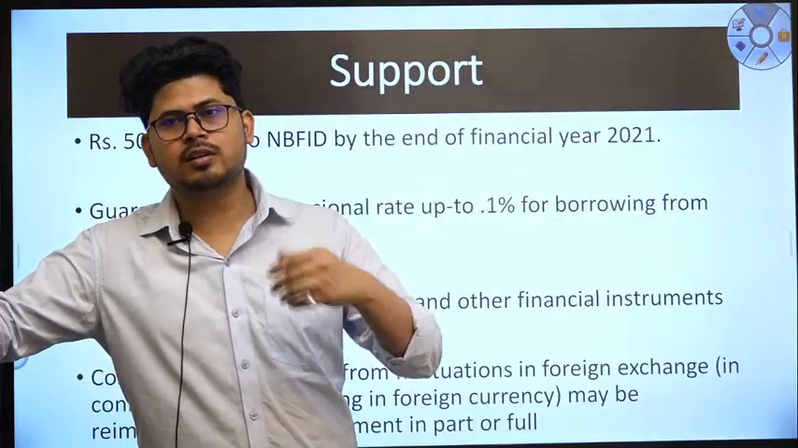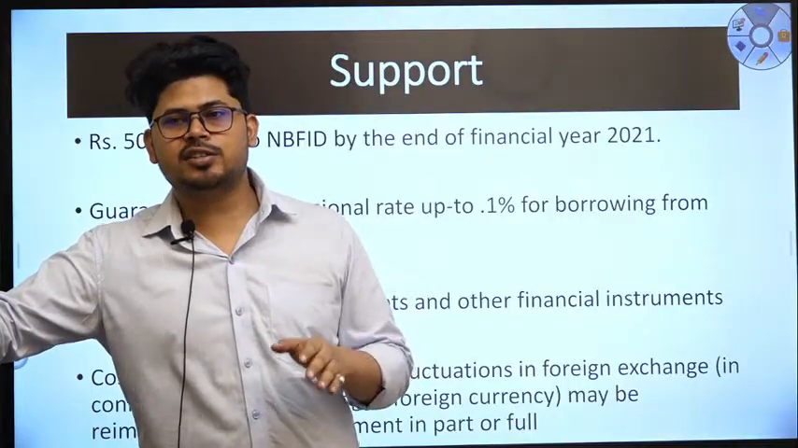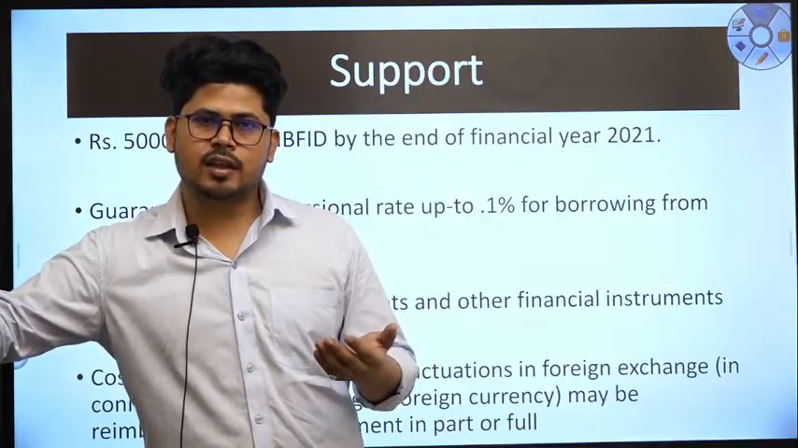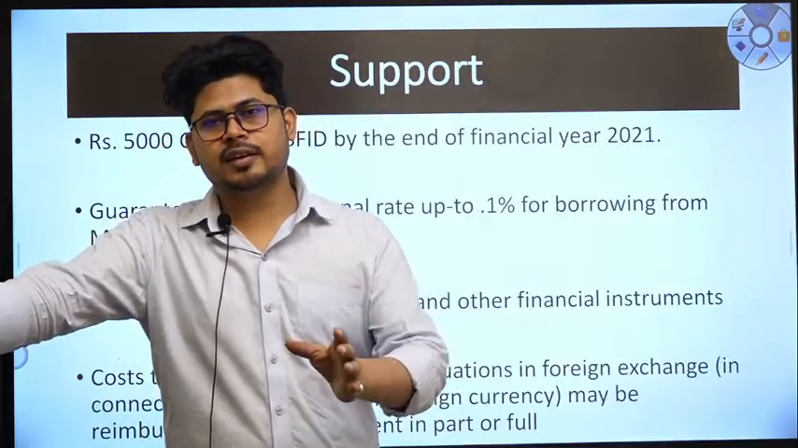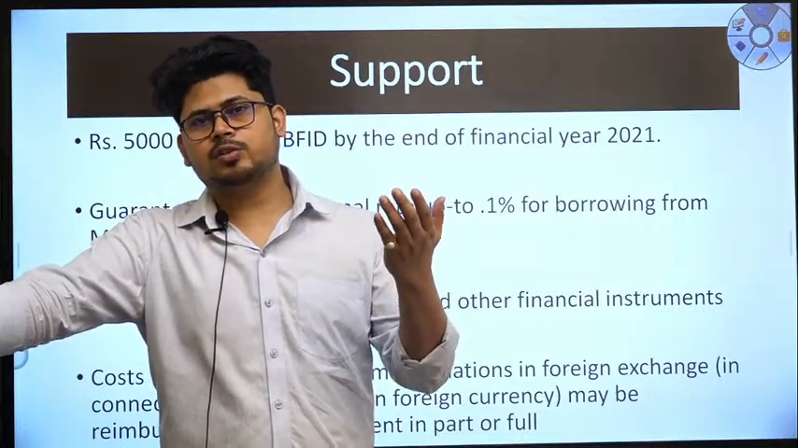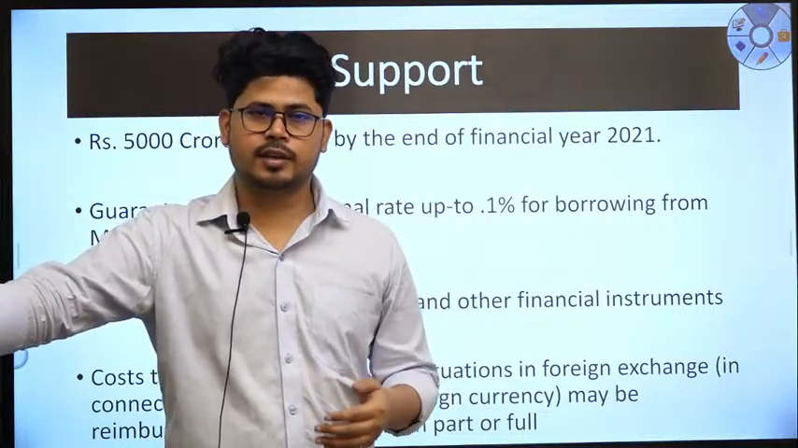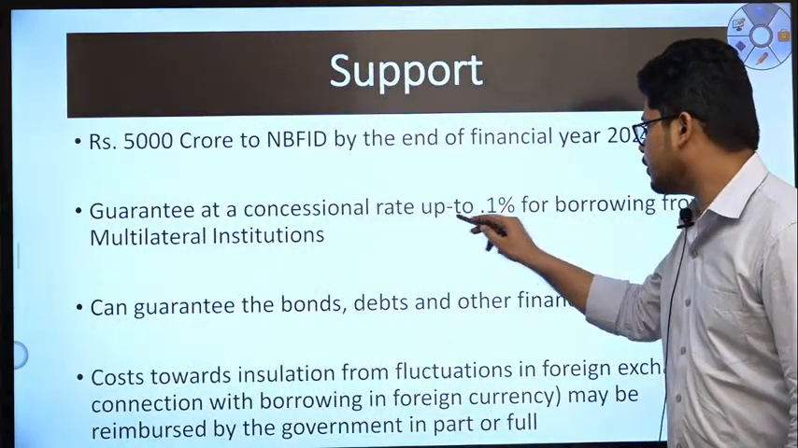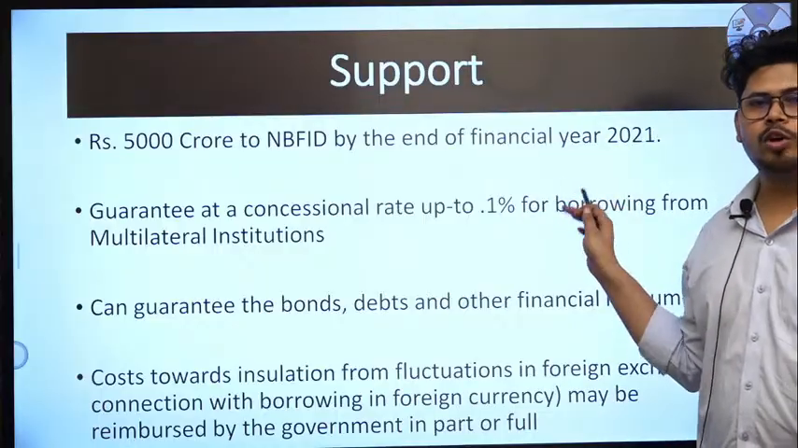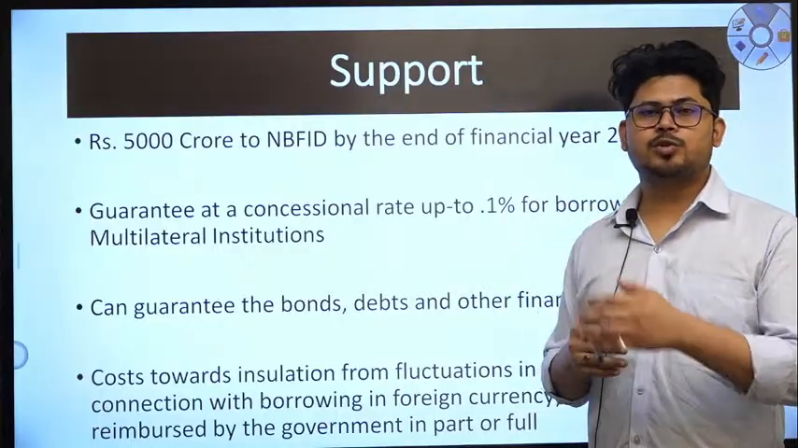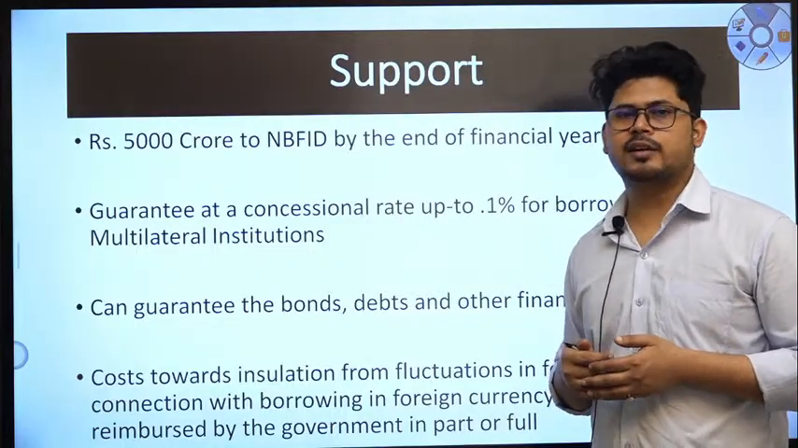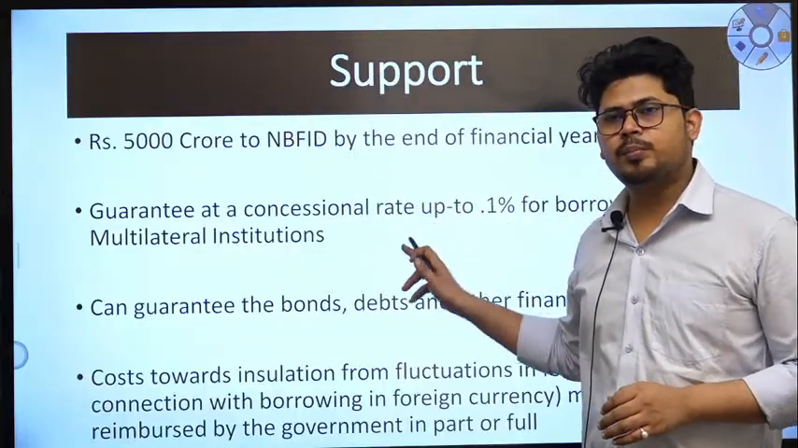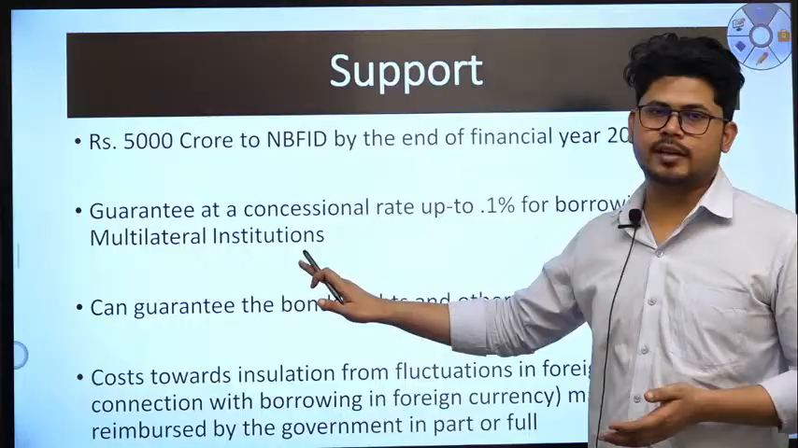Because when you are going to raise a loan, तो आपको इंटरेस्ट क्या चार्ज किया जाएगा, दैट डिपेंड्स अपॉन योर क्रेडिट वर्दीनेस, कि आपका क्रेडिट वर्दीनेस कितना है. अगर आपको गवर्नमेंट बैकिंग कर रही है तो आपका क्रेडिट वर्दीनेस वेरी हाई है, तो आपका जो रेट ऑफ इंटरेस्ट होगा वैसे भी कम हो जाएगा. बट हियर इट इज सेइंग दैट कि गारंटी अ कंसेशनल रेट ऑफ इंटरेस्ट अप टू 0.1% फॉर बोरोइंग फ्रॉम मल्टीलैटरल. जो मल्टीलैटरल इंस्टीट्यूशंस हैं लाइक ADB, एशियन डेवलपमेंट बैंक या वर्ल्ड बैंक, अगर NBFID इन लोगों से बोरो करती है तो 0.1% तक का इंटरेस्ट सबवेंशन गवर्नमेंट देगी.